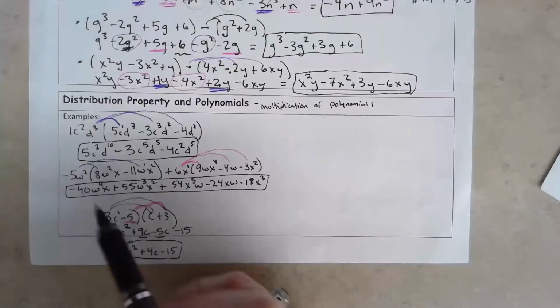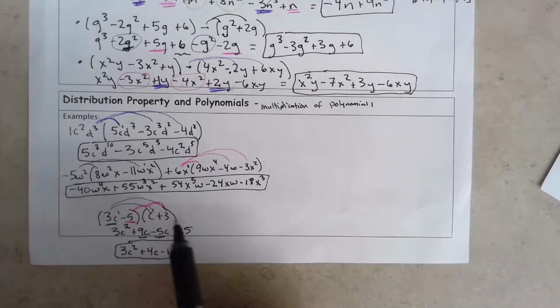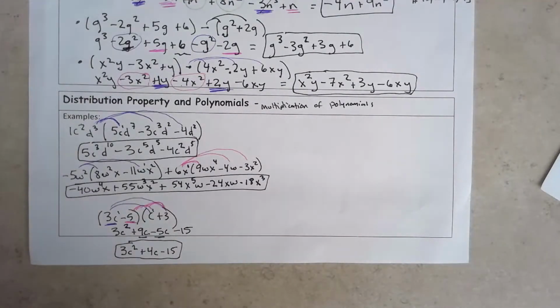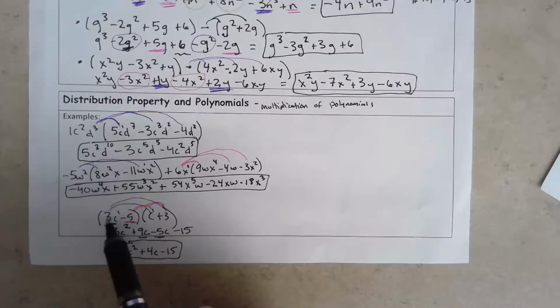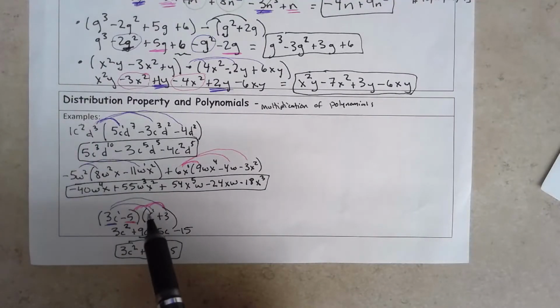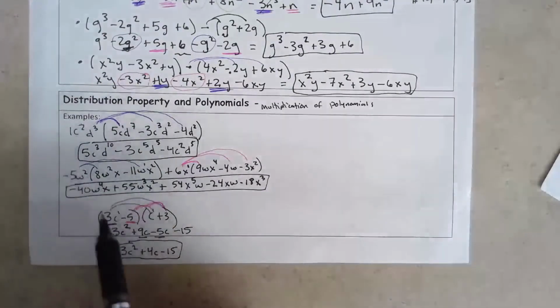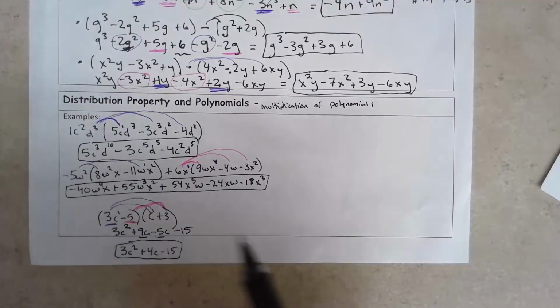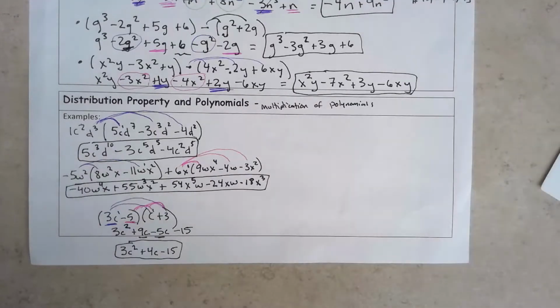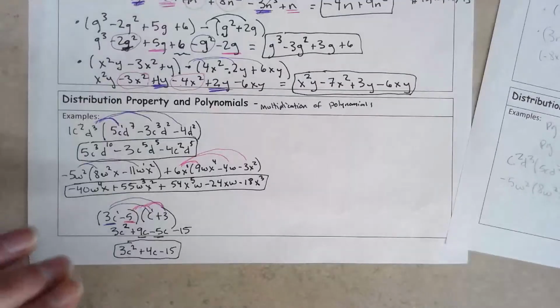Okay? So again, we're multiplying these together. Some of you might have learned FOIL: first, outside, inside, last. I never learned that. I just like to make sure I multiply everything together, using the distributive property. So if you know FOIL, work with it. If you don't, this works really well.